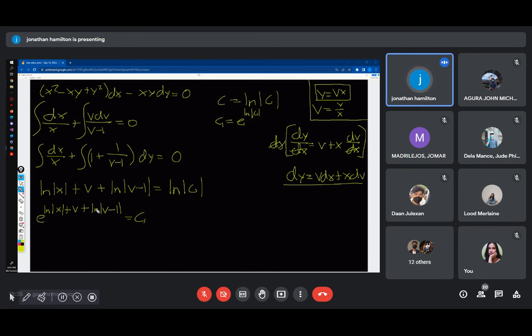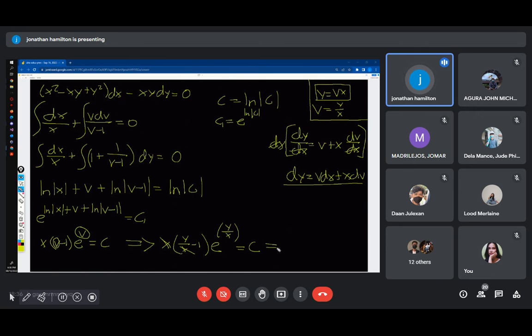Next, we have ln x plus ln v minus 1. So then this will become x times v minus 1. And then we go back to the exponential, because e raised to v is equal to c. We can then simplify this since we have the value of v. Since we have the value of v, we substitute it with y over x. So then this becomes x times y over x minus 1 times e raised to y over x is equal to c.